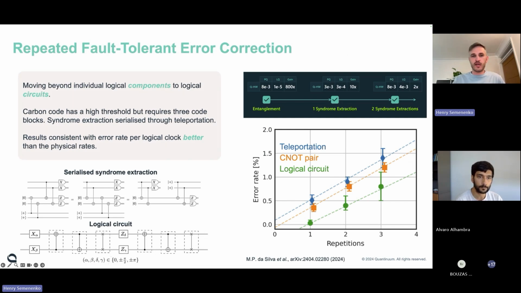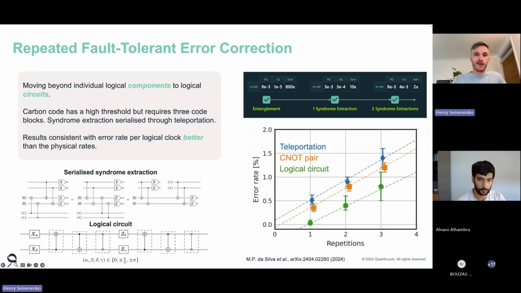And so instead of looking at just a single round of error correction as in the previous slides, where we created a state and then performed our operations and did our syndrome extraction, here we're going to do repeated rounds of syndrome extraction to see how the error correction really performs over multiple rounds. And moving beyond the physical or the logical component level and more towards the circuit level. And this demonstration uses the carbon code.